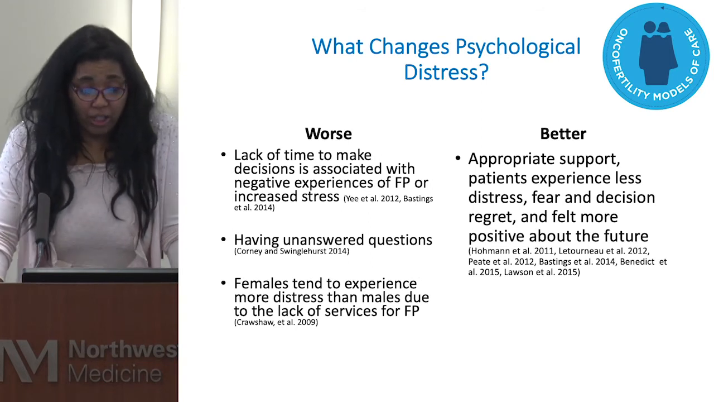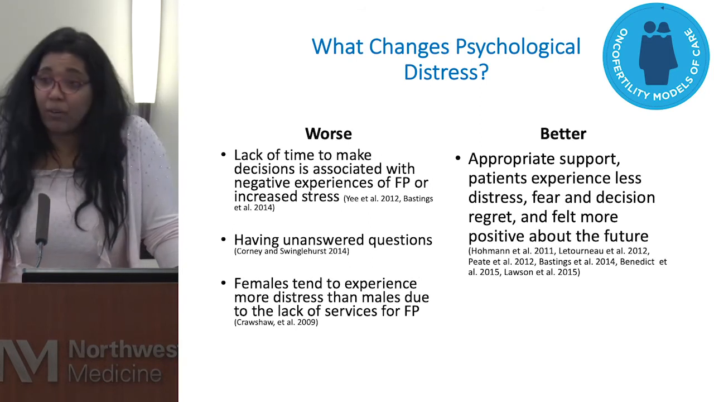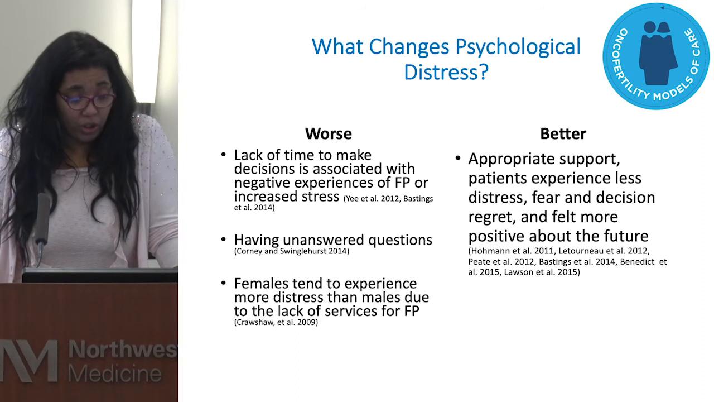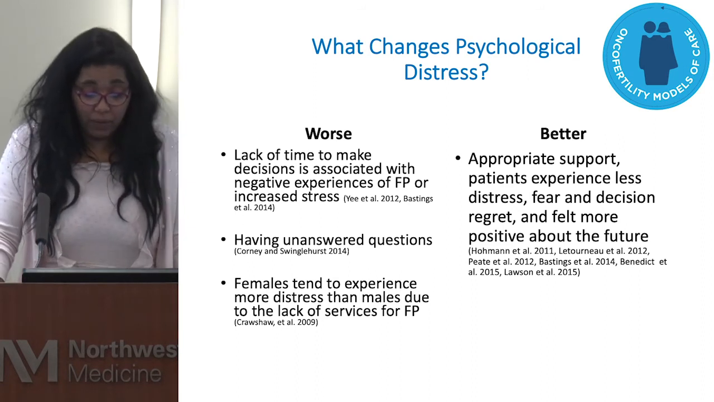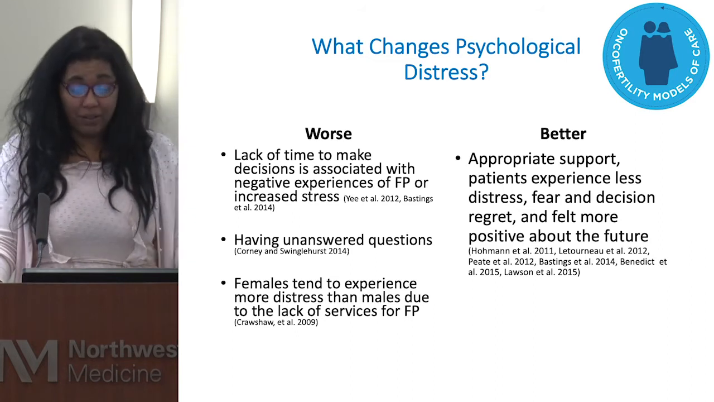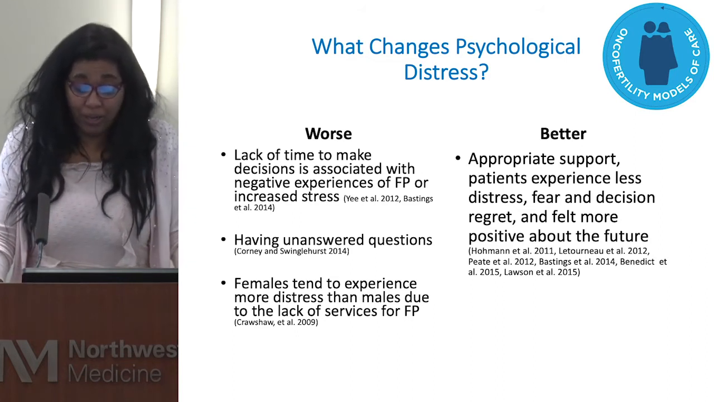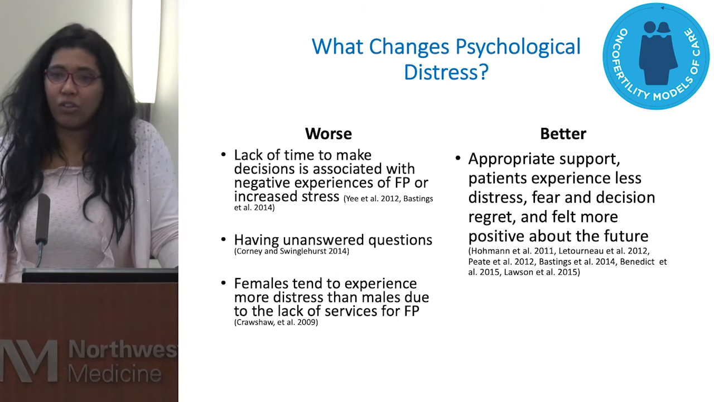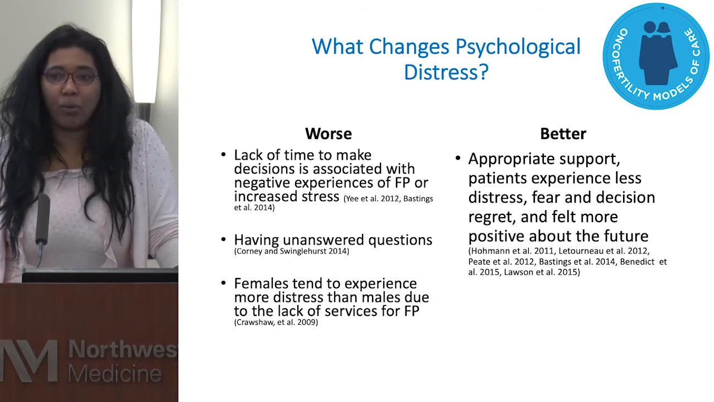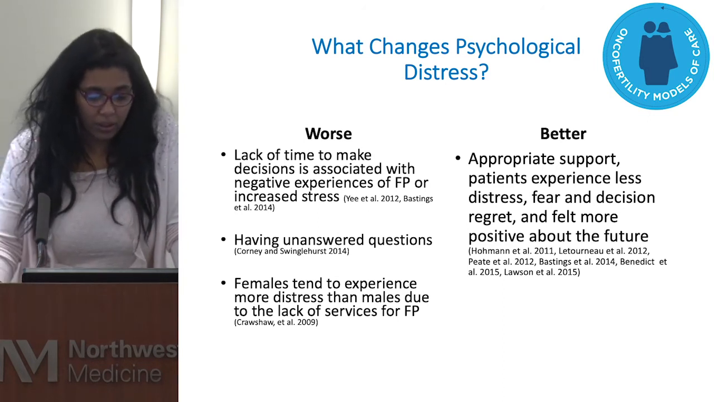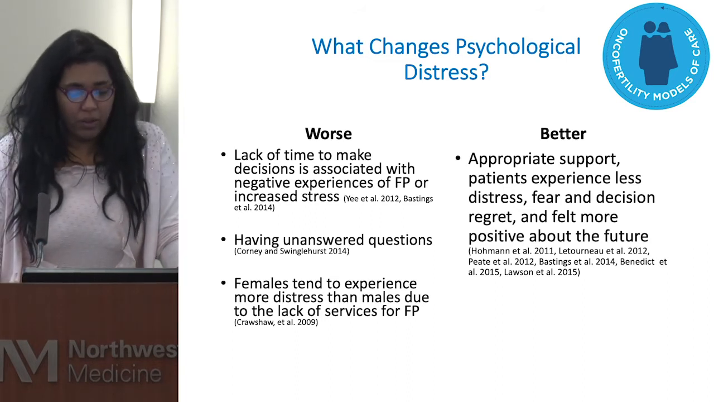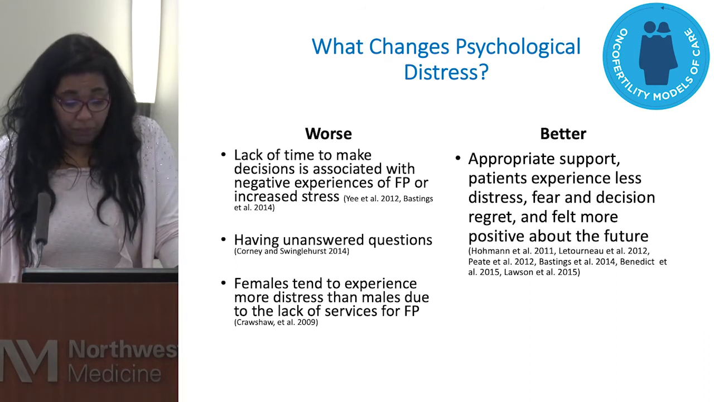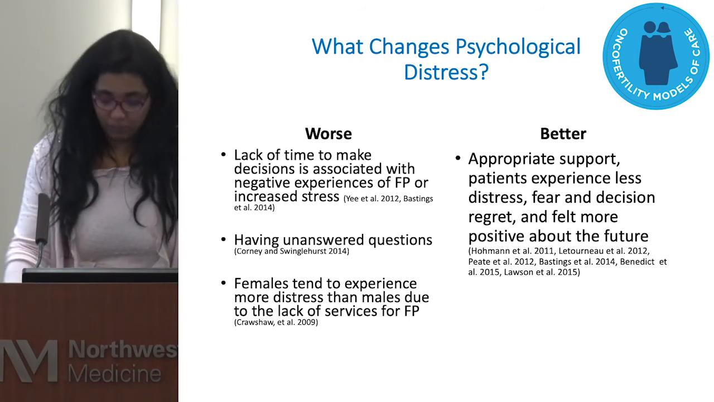So what changes psychological distress? Well, we know that there are things that make it better and worse. So things that make it better are clearly support. Those patients who are supported experience less distress, fear, regret, and were more positive. And I think Jenna really summarised that really well with her interactions with the team here. What makes it worse? Well, a lack of time, unanswered questions, not being listened to.